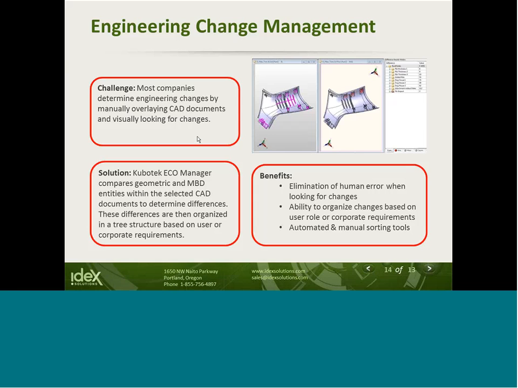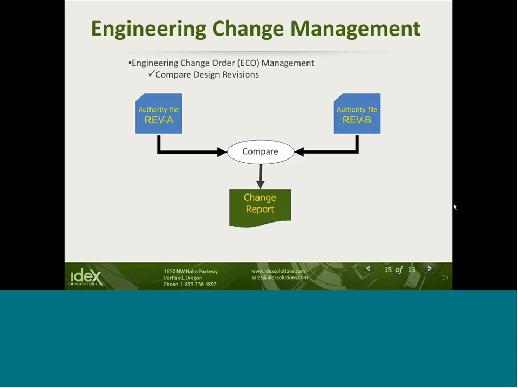So the idea is that by using a tool like our ECO Manager, you will find all of the changes, and whether intended or unintended, you'll know about them before you head into manufacturing. Not only that, but you can also communicate them to the various departments that need to know about them. So engineering change management is very simple. Rev A is compared against Rev B based on compare options, and then a change report is written.